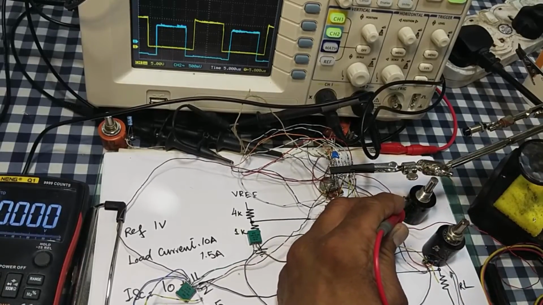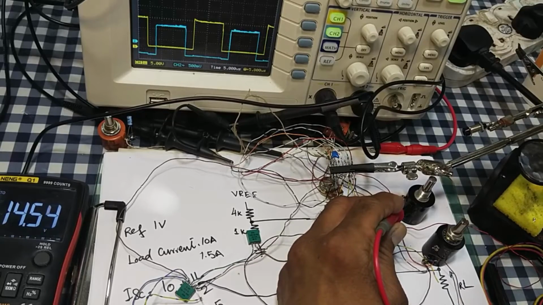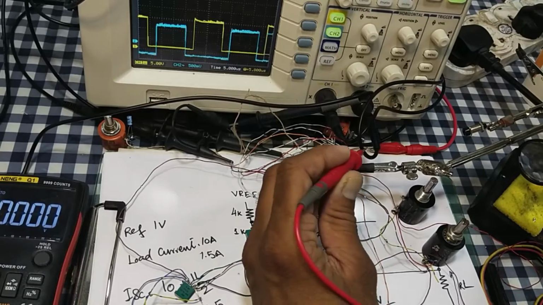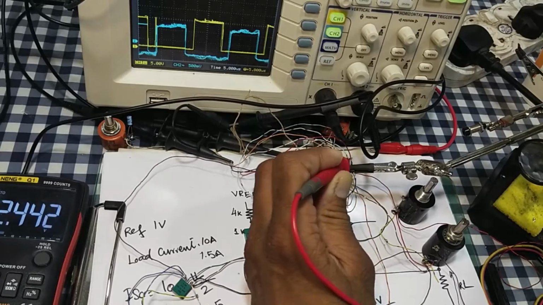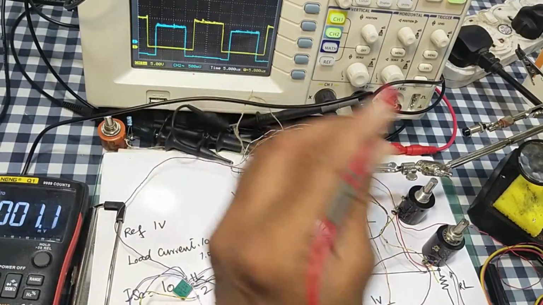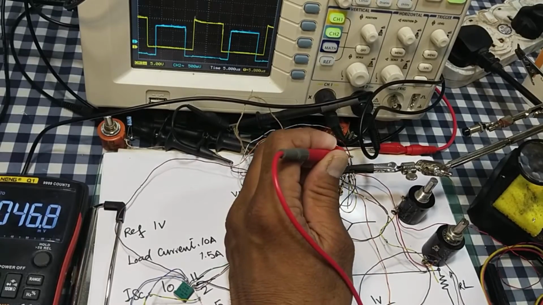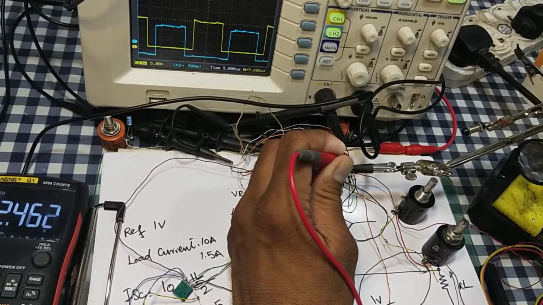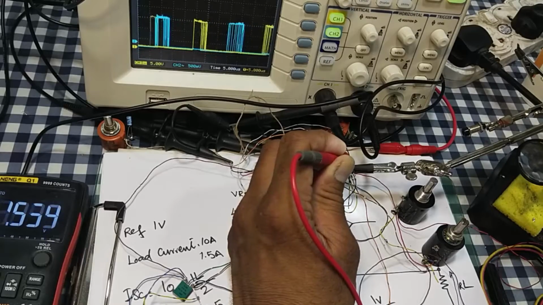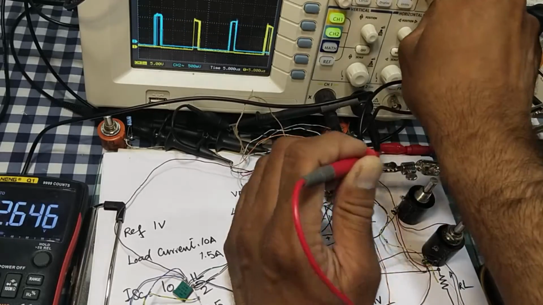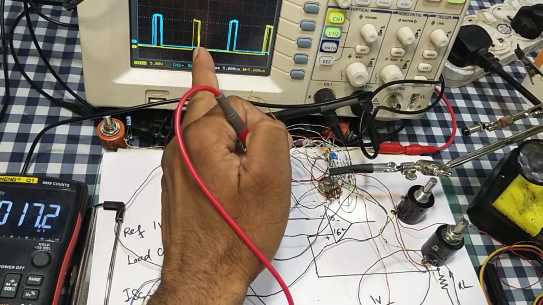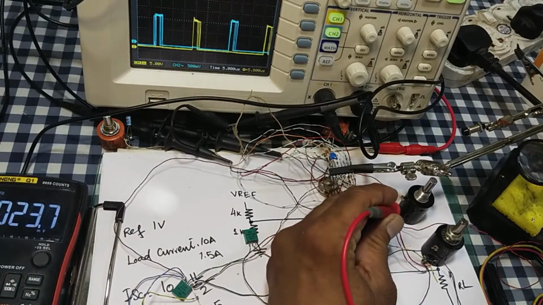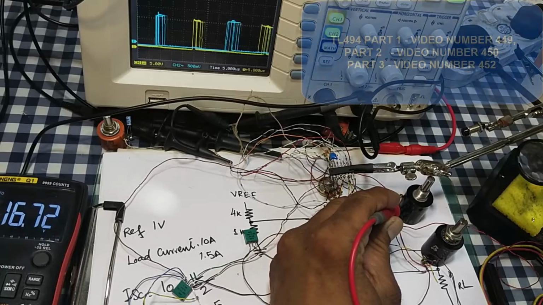So when we have 15 volts at the output, this IC will take 2.5 volts. So this IC will maintain its duty cycle. If the voltage increases, this IC will reduce its duty cycle. When the voltage increases, the voltage reaches 16.7 volts.